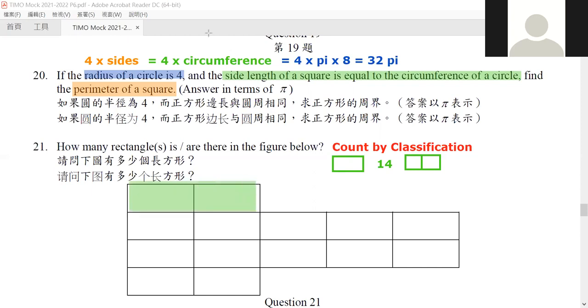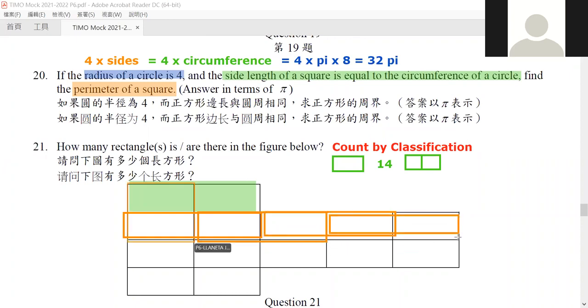So how many of them are in here? We have 1 in here, and then 2 in here, 3, 4, 5, and then go on 6, 7, 8, 9, 10, 11, then 6, 7, 8, 9, and 10. So there are 10 of them for this shape. Okay.